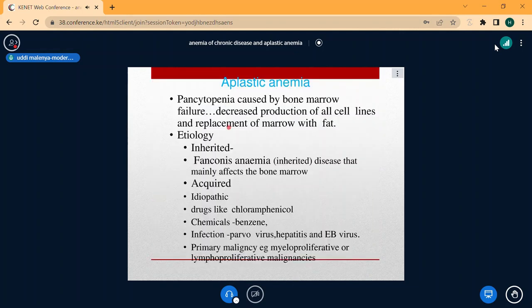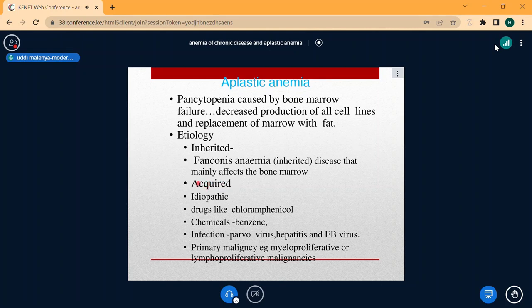Let's continue. What we call aplastic anemia is when you have a reduction of all the cell lines, then there's replacement of bone marrow with fat. This is known as pancytopenia. The causes of pancytopenia or aplastic anemia can be inherited, an inherited condition such as Fanconi anemia, which affects the bone marrow.